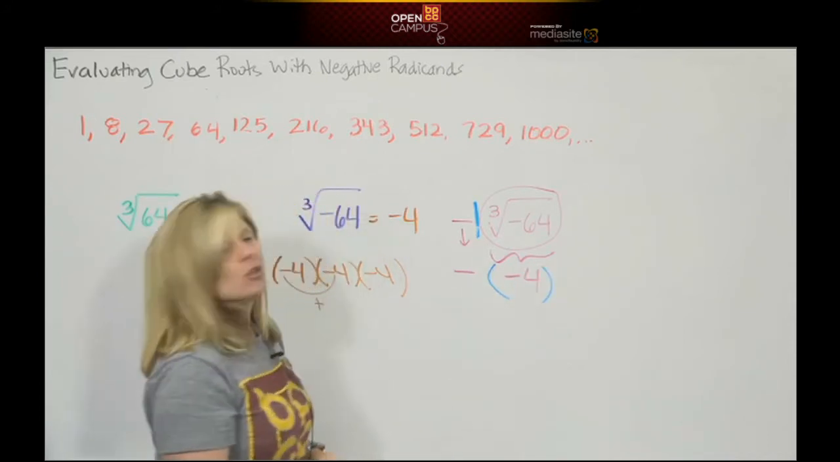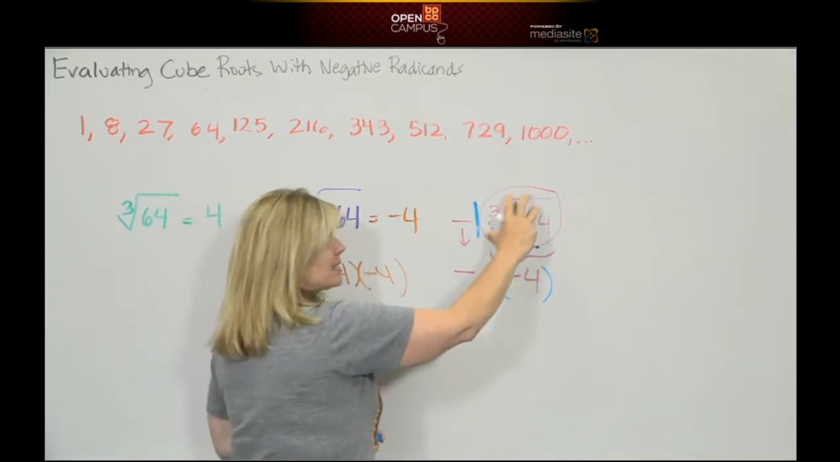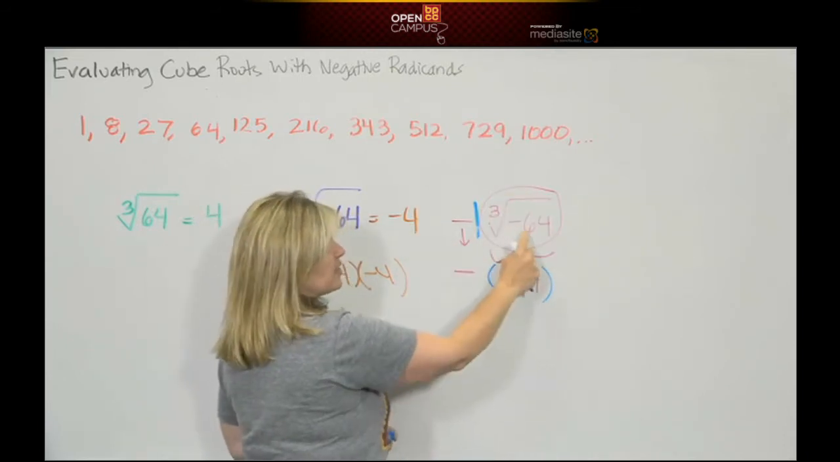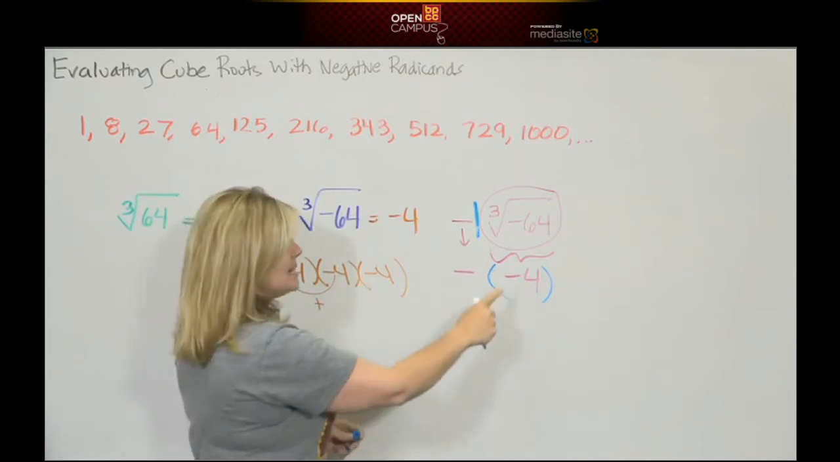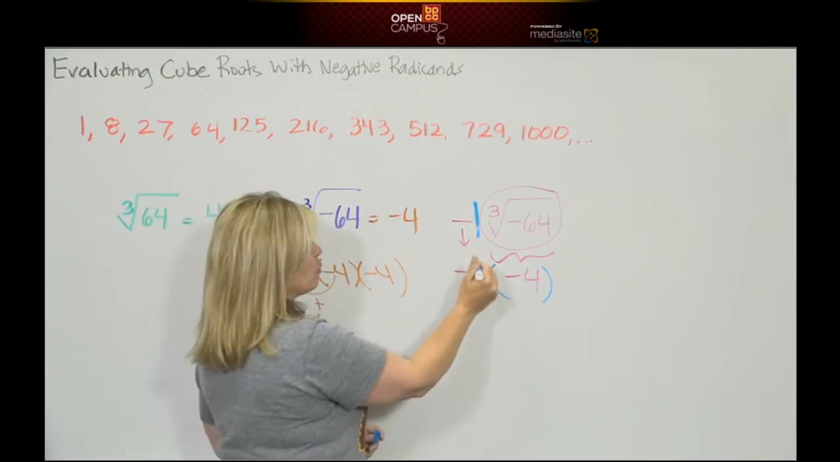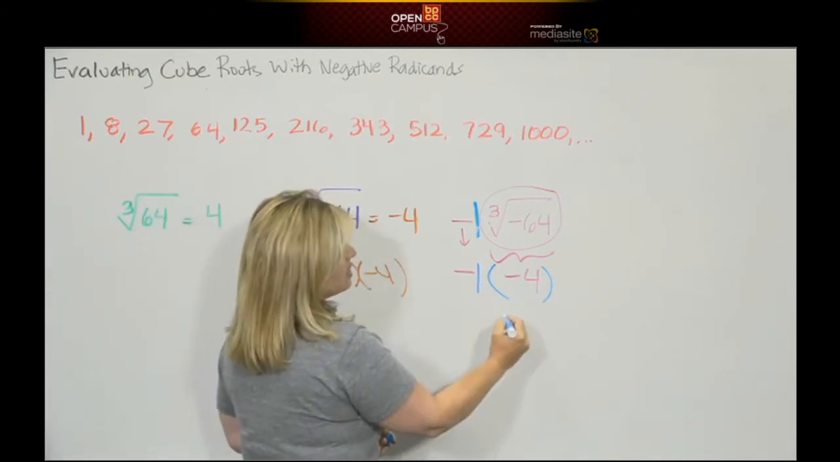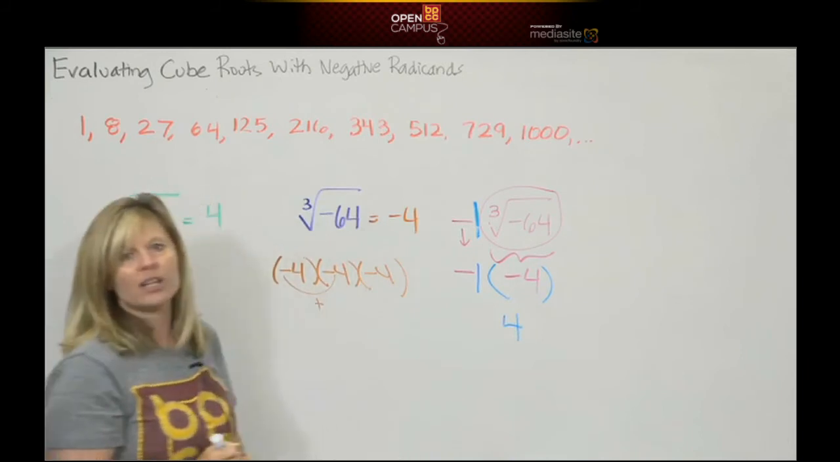multiplication. So after I do what's inside my symbol, I do my cube root of negative 64 and I get negative 4. Now my job is to multiply my negative 4 times this coefficient, which is negative 1. And a negative times a negative is a positive, and 4 times 1 is 4.